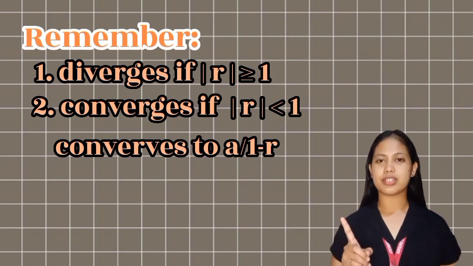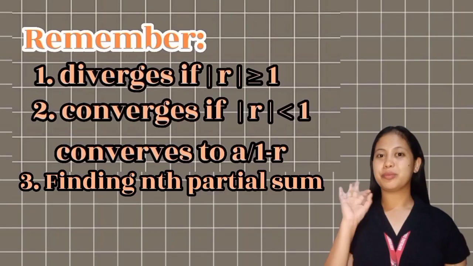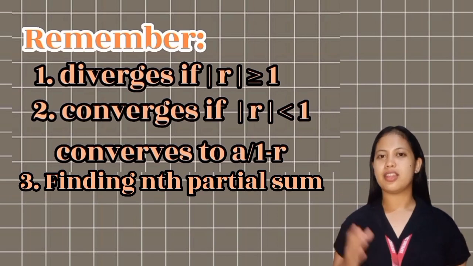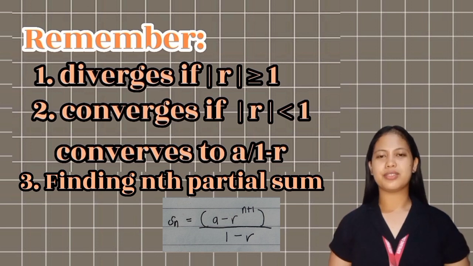If it converges, we use the formula a over 1 minus r to determine what value the series converges to. And number 3: in finding the nth partial sum of the geometric series, we use this formula: S sub n equals the quantity a times 1 minus r raised to n plus 1, all over 1 minus r.